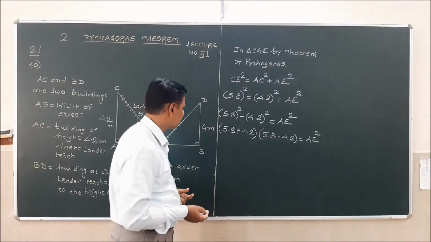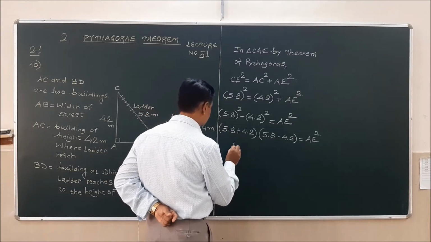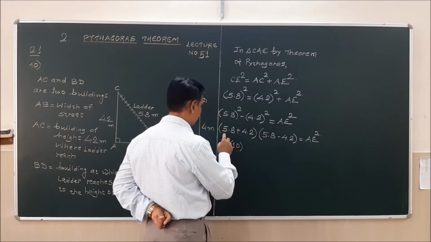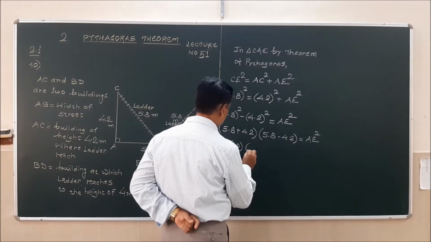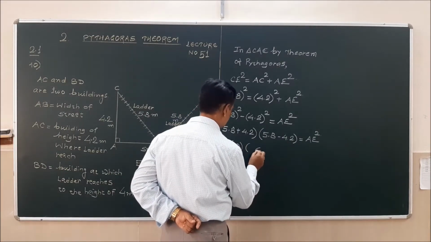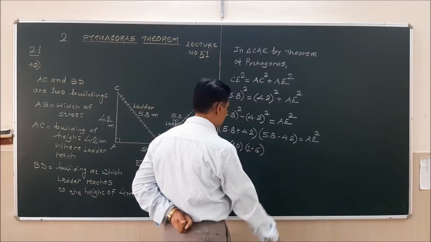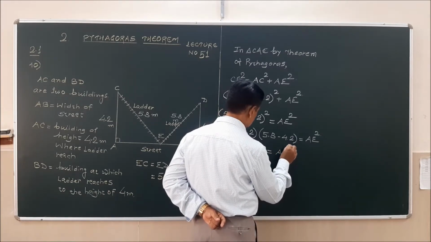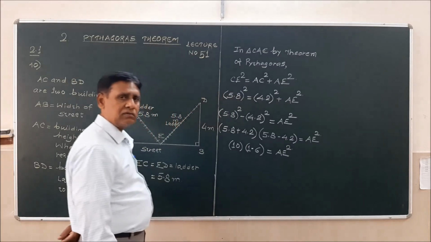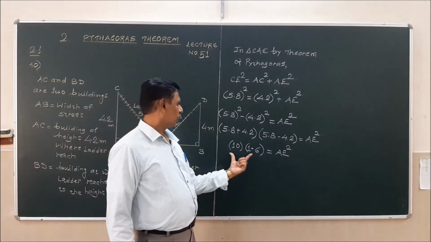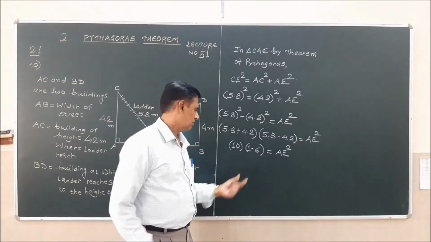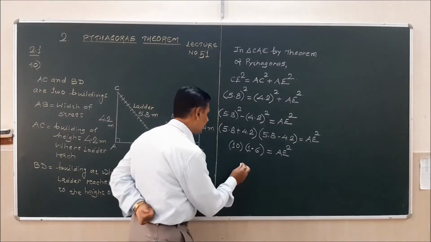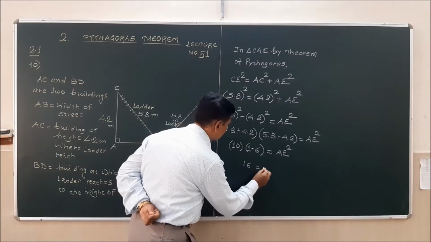Now I am simply going to add this. So if I add this, I get 10. 8 plus 2, right? 10. 5 plus 4 means 9, in the bracket. So that is equal to AE square. And if you multiply 1.6 by 10, you all know this decimal will shift one digit to the right because of this 10. And this will become a clear number. 16 is equal to AE square.